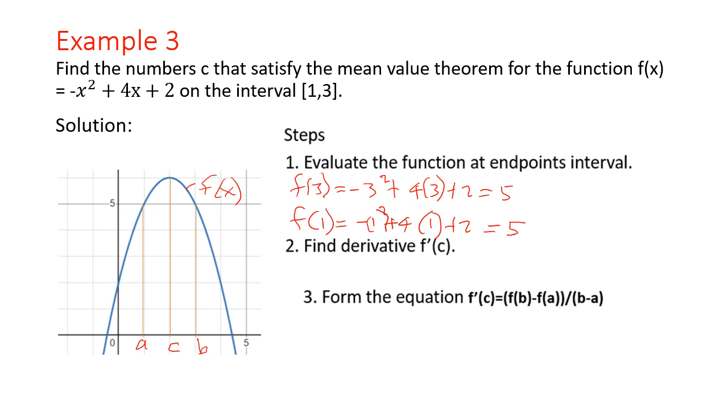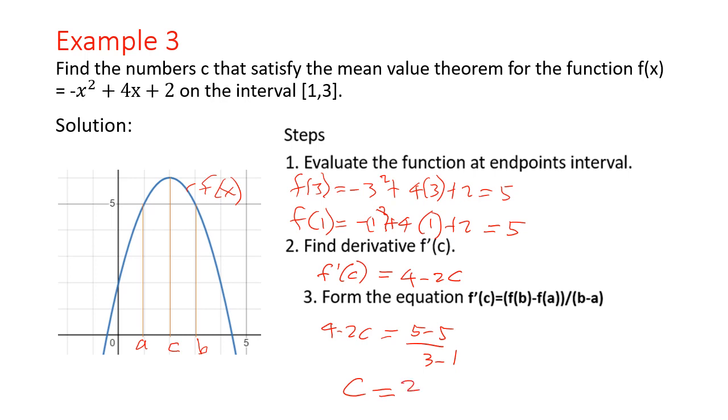So find the derivative f prime of c, which equals 4 minus 2c. Form an equation following f prime of c equals f of b minus f of a all over b minus a. So 4 minus 2c equals (5 minus 5) over (3 minus 1). Then you have that c equals 2.